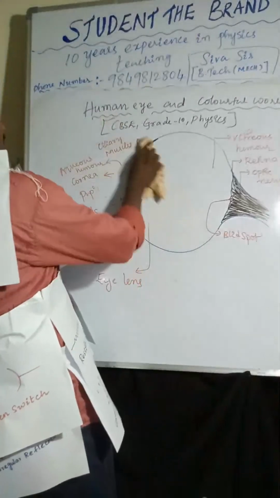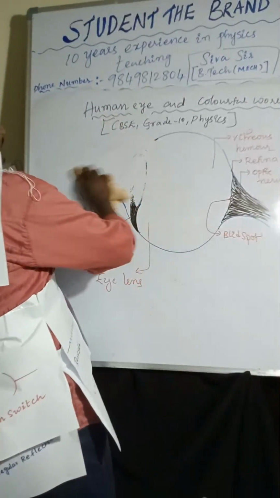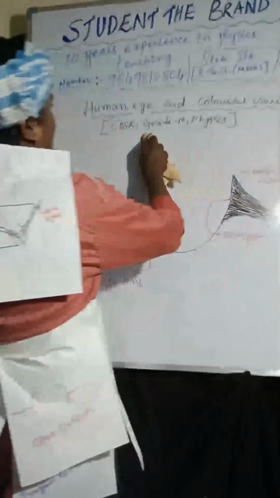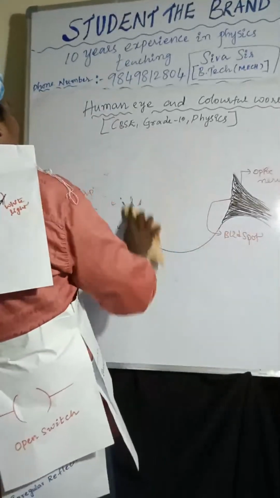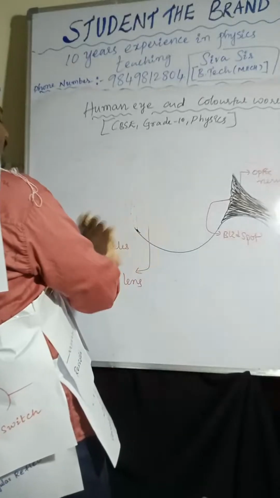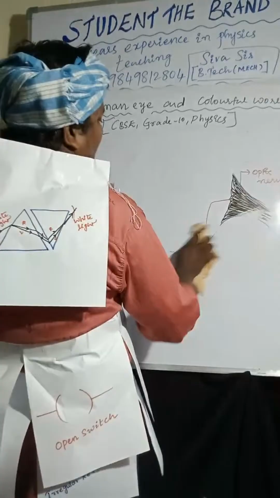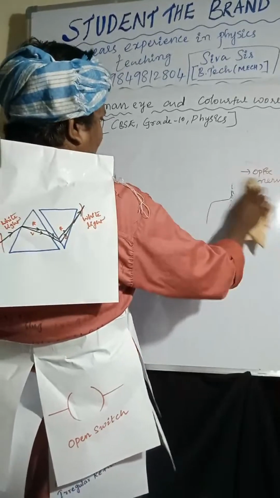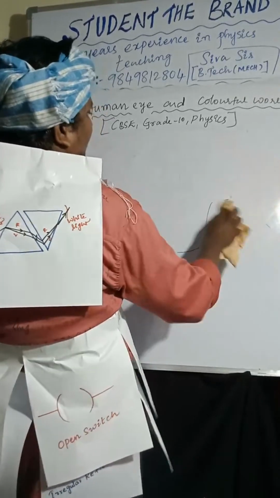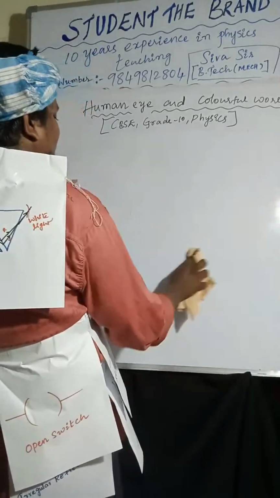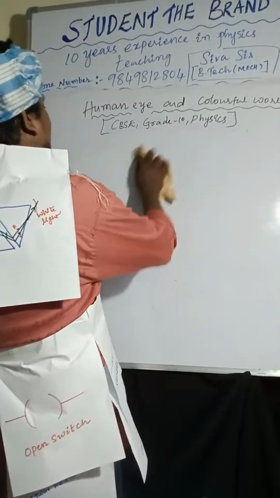Next, we are going to discuss myopia, but first the power of accommodation. Power of accommodation is the ability of the eye lens to adjust its focal length to allow the light inside. That is called the power of accommodation.